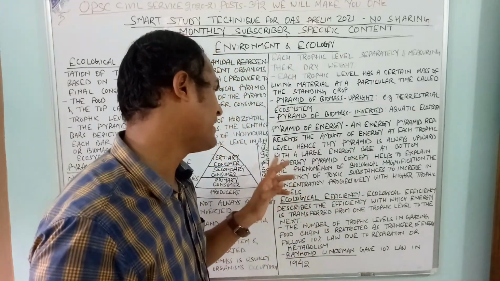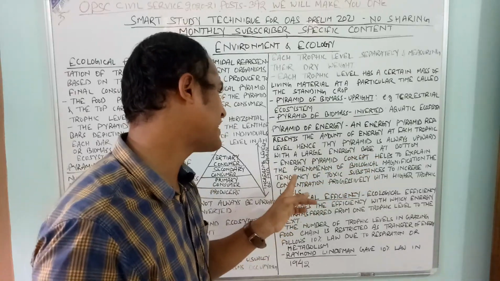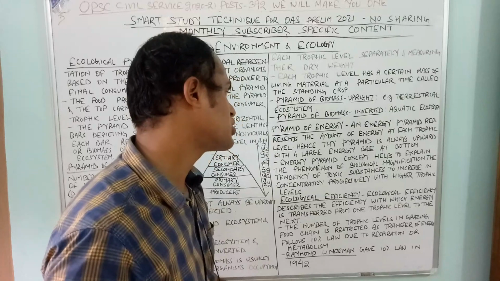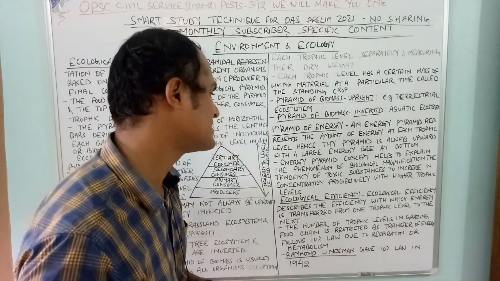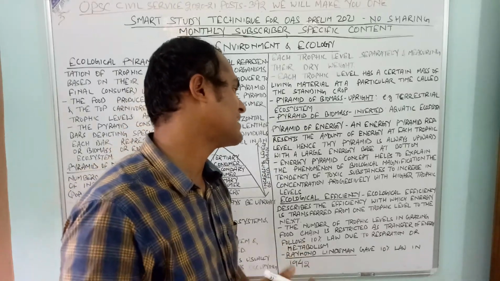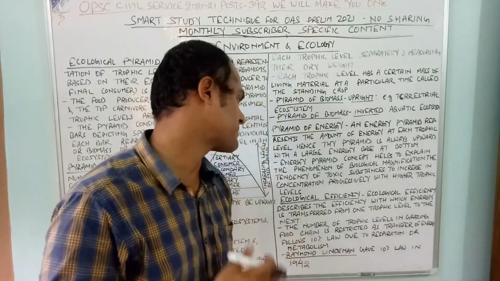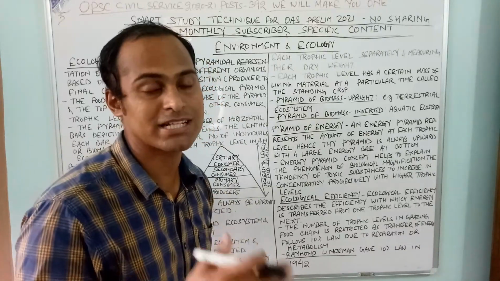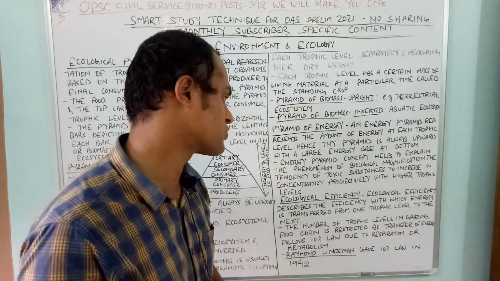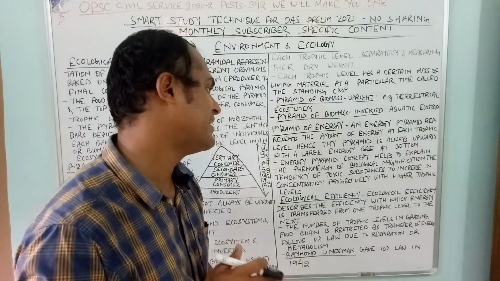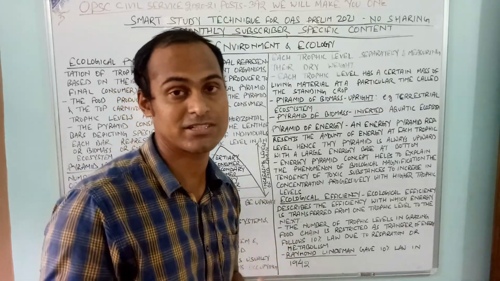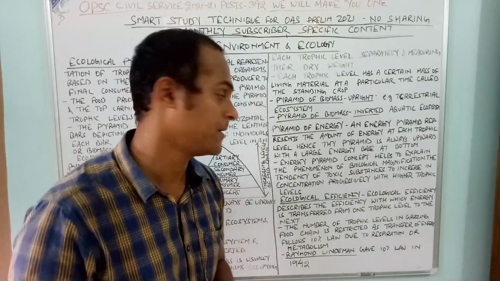Then the energy pyramid concept helps to explain the phenomenon of biological magnification, the tendency of toxic substances to increase in concentration progressively with higher trophic levels. This is biological magnification, the tendency of toxic substances to increase in concentration. Slowly the toxic substances will increase in the next trophic level.